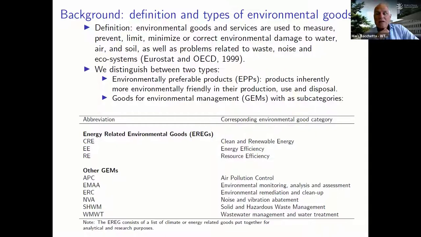And we also use a different list that was put together for this study for analytical and research purposes, which is a subset of goods for environmental management. More specifically, the ones we use are the first three here, which we call energy-related environmental goods: the clean and renewable energy goods, the energy efficiency goods, and the resource efficiency goods. But this category of goods for environmental management that figures in the OECD list is quite a bit broader.